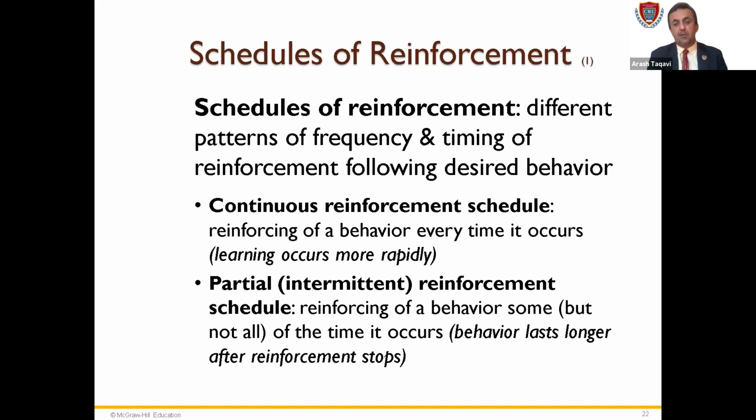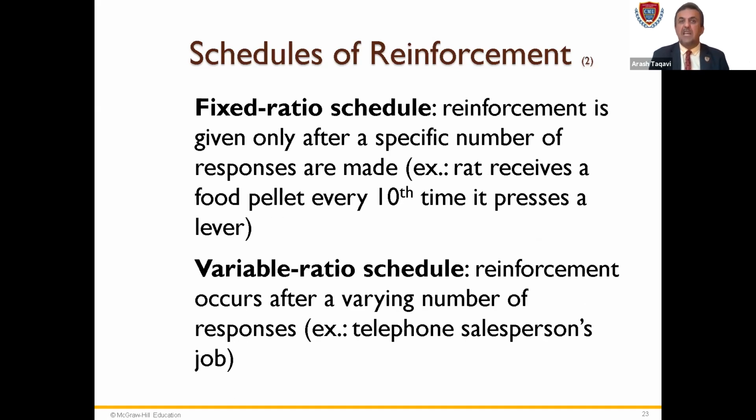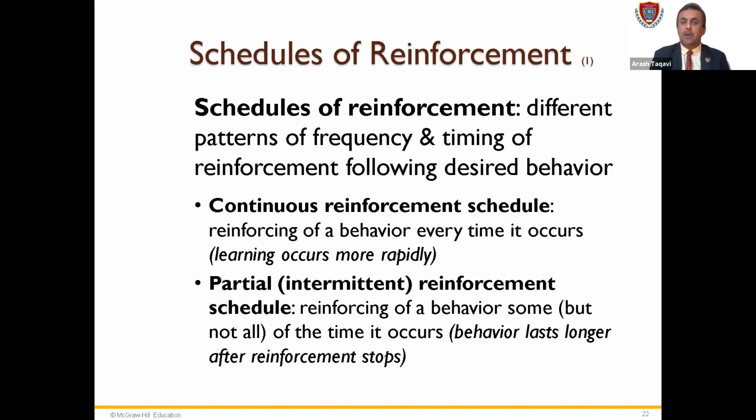Partial or intermittent reinforcement schedule: reinforcing a behavior some but not all of the time it occurs. For example, I do something good, no reinforcement. I do something good, no reinforcement, no award. And for example, after 4 times, I receive some award. The next time, after 2 times. It is an intermittent reinforcement schedule. The behaviors last longer after reinforcement stops, because the expectation is that if I do it, and do it, and do it, I will have some good award, a good prize in the future. The basic part of pathological gambling is based on this partial reinforcement. One time you win the game, and your expectation is to do it, do it, do it until the time that you will receive another prize.